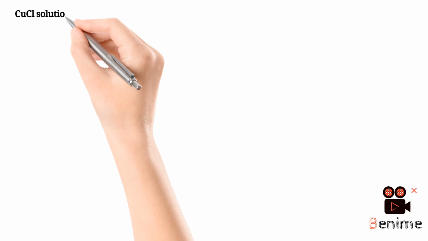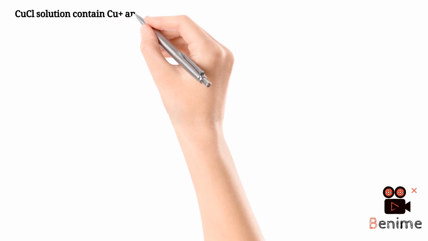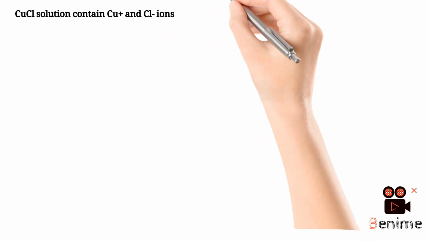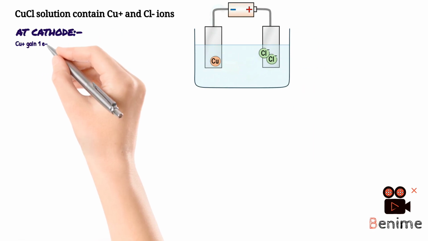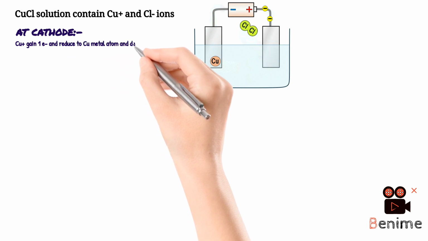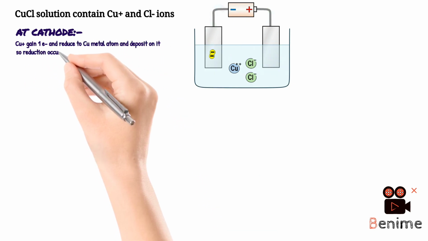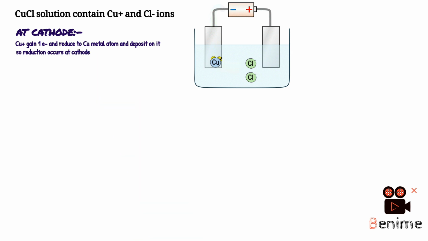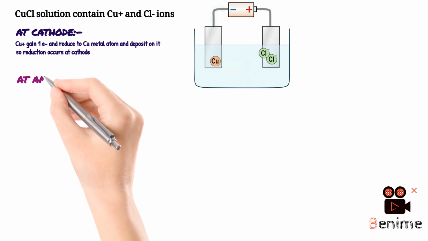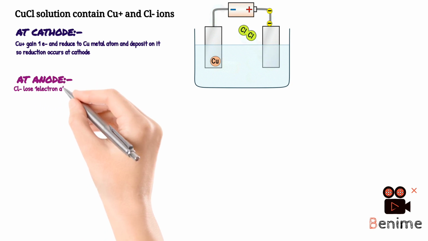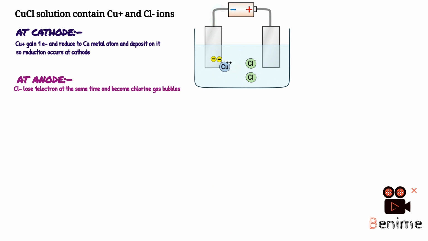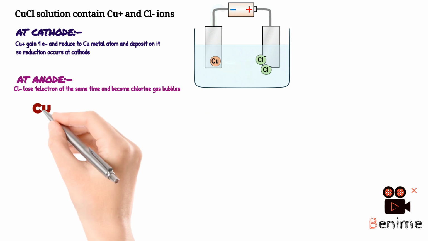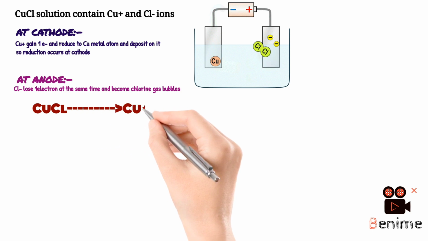Now consider if we have a copper chloride solution for the purpose of electrolysis that contains copper and chloride ions. Basically, at the cathode, copper ion will gain electrons and be reduced to copper metal and deposit on it. So, we can say that reduction occurs at the cathode. Similarly, at the anode, chloride ion loses one electron and at the same time becomes chlorine gas bubble. As a result, here copper chloride is being converted into neutral copper metal and chlorine gas.